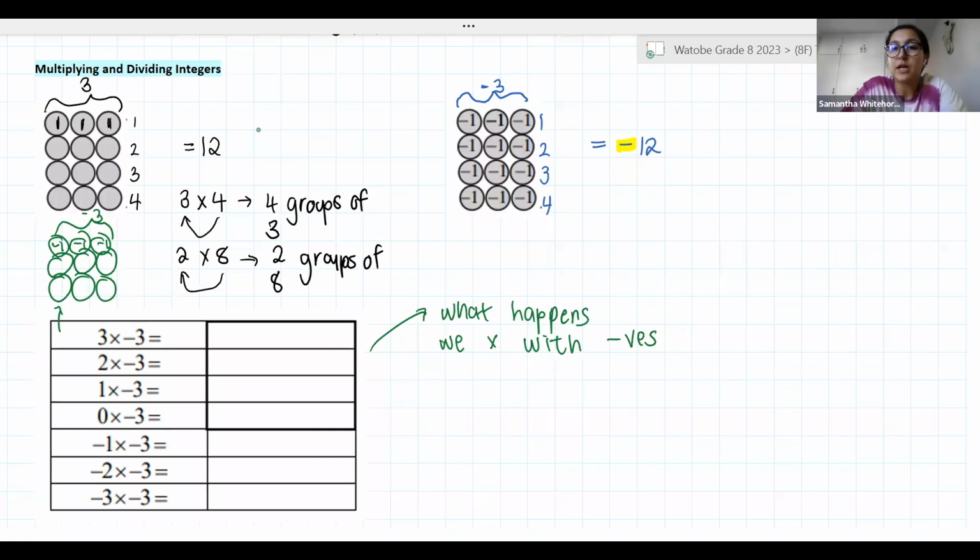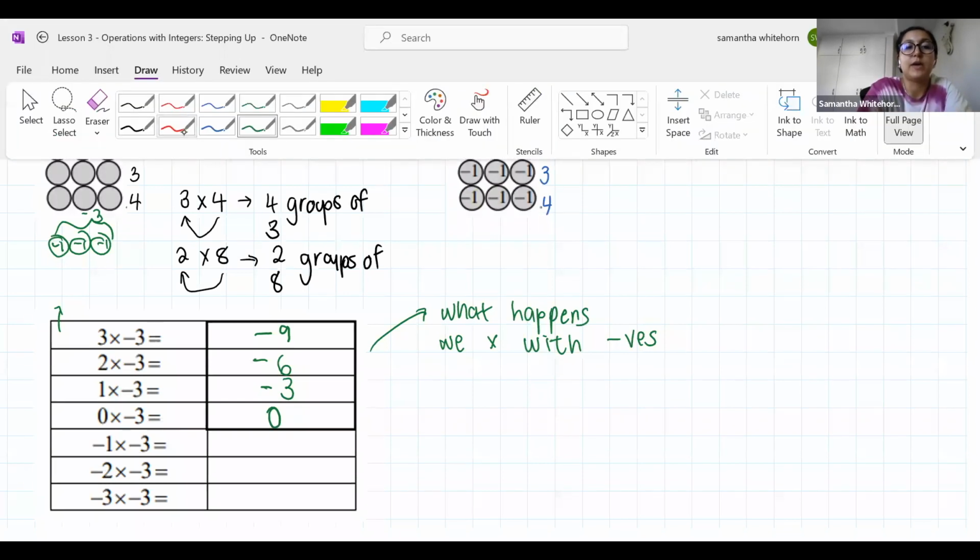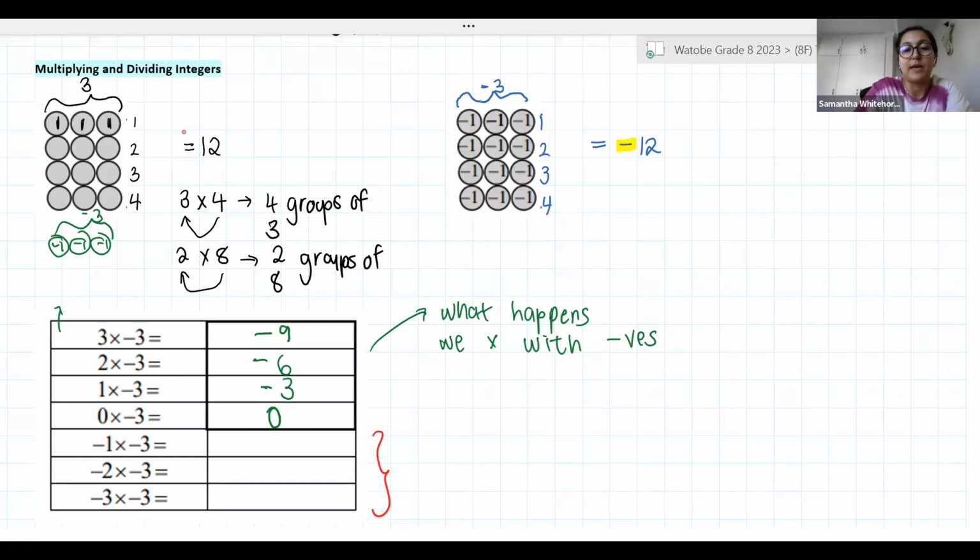And so if I were to total how many negative ones I have, I've got -9. The same thing can then be said for 2 times -3. I now only have 2 groups of -3. And so if I total the amount of negative ones I have, I've got -6. If I say 1 times -3, I've only got 1 group of -3. And so I've got -3. We know that 0 times anything is 0. And now we get to the situation over here where we have a negative times a negative.